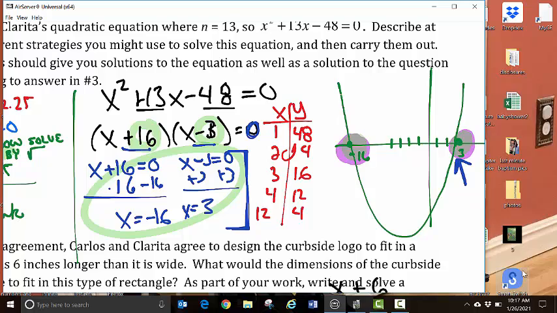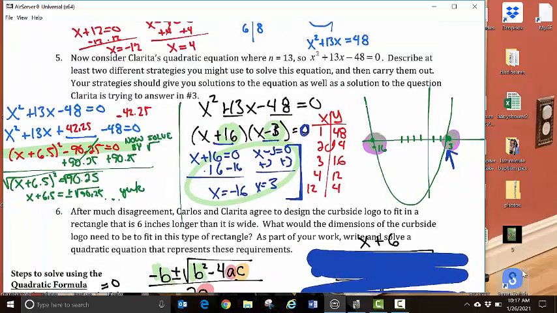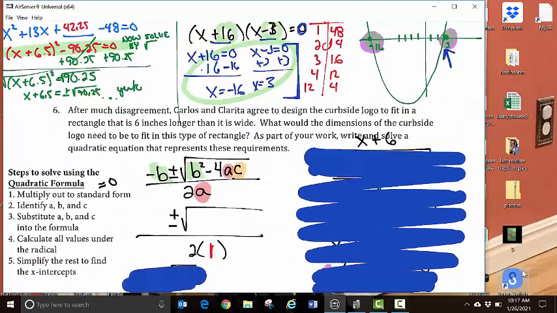Okay, so guys, here's the deal. Remember, after much disagreement, Carlos and Karina agreed to design the curve size logo to fit in a rectangle that is 6 inches longer than it is wide. So, draw that rectangle with your group real quick. 6 inches longer than it is wide. Draw a rectangle. X is the width and the length is 6 inches longer. And compare it with your neighbor.